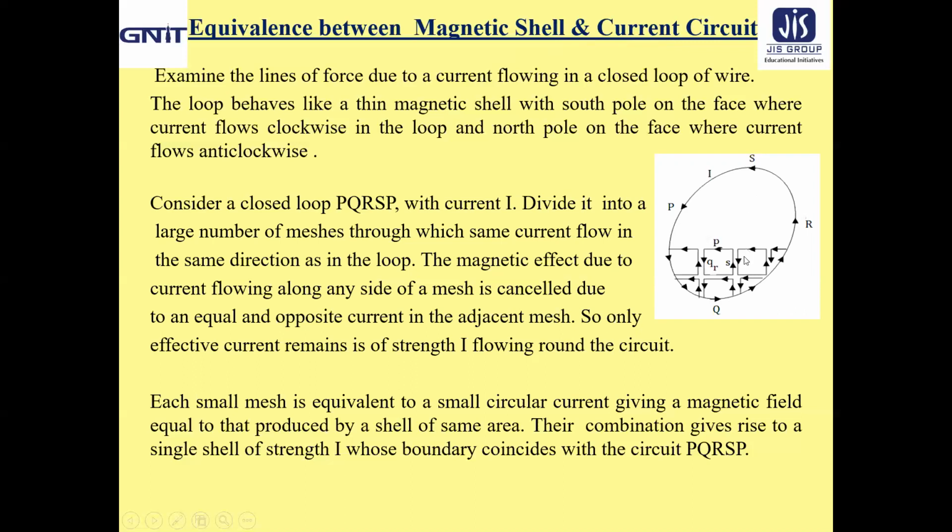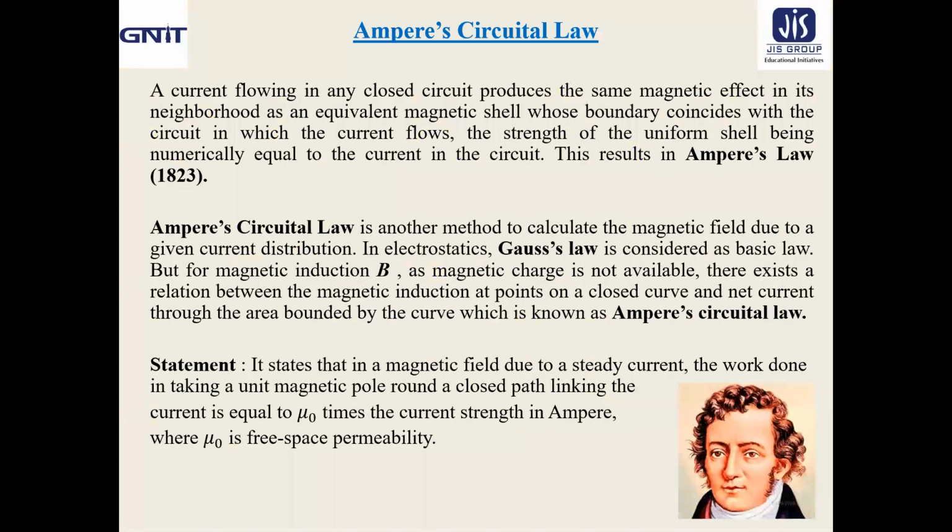So each of these small meshes is considered to be a small circular current, giving rise to a magnetic field equal to that produced by a small magnetic shell of the same area. That means when you sum them up, what will you find? Their combination will give rise to a single shell of strength I whose boundary exactly coincides with the closed circuit PQRSP, through which the same current I is flowing. So this is the equivalence between a magnetic shell and a current circuit.